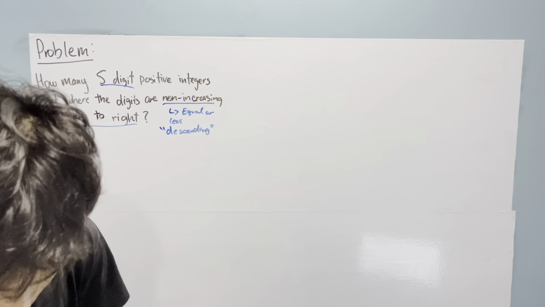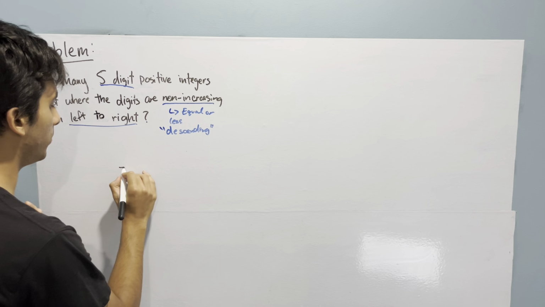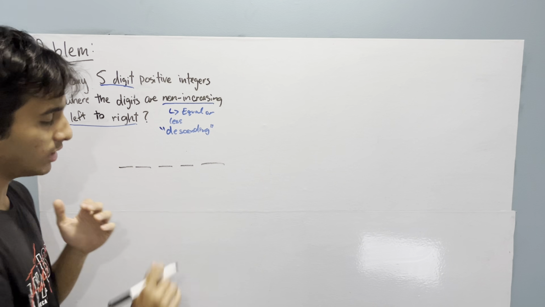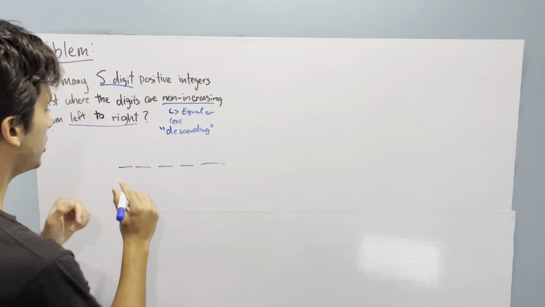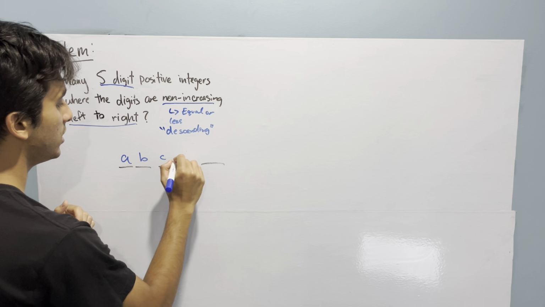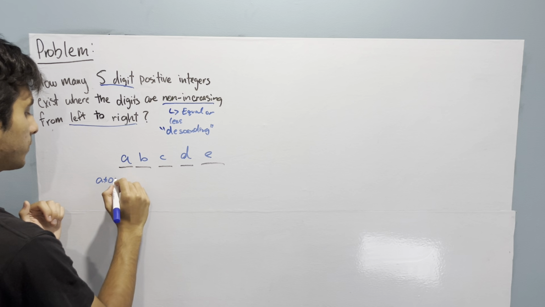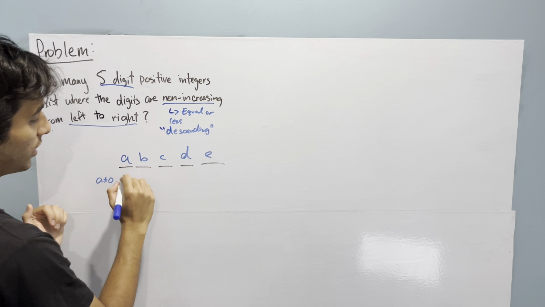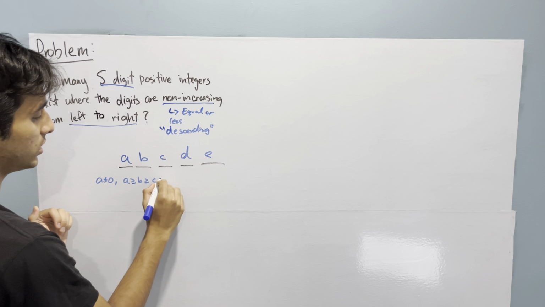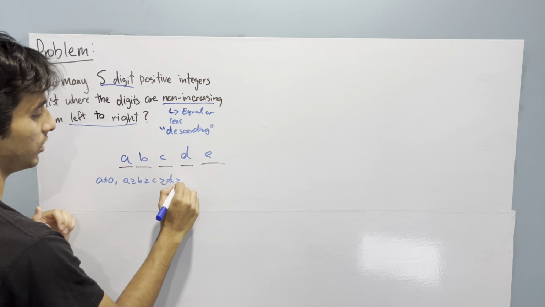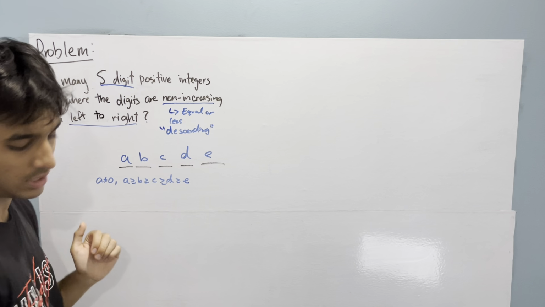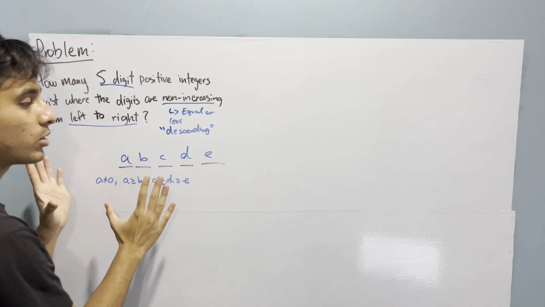Let's try to get a general case going for this problem. So it's basically saying that if we have 5 digits, and I'm just going to make the variables A, B, C, D, E, that A cannot be 0 because it's 5 digits, and A has to be greater than or equal to B, which has to be greater than or equal to C, which has to be greater than or equal to D, which has to be greater than or equal to E. This is exactly what the problem is saying.